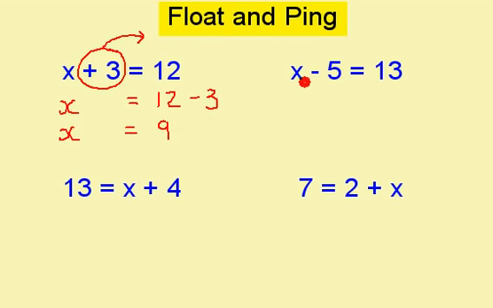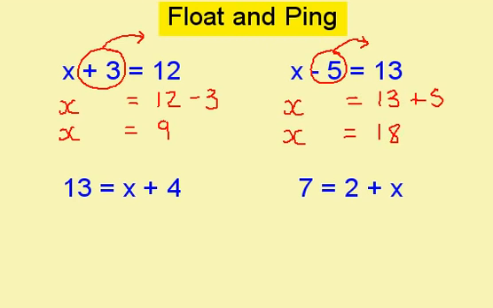On this one, I'm trying to get the x on its own, so I put a bubble around the minus 5. It floats over the equal sign, and when it goes over the sign, you'll hear a pinging sound. That's the minus 5 pinging to a plus 5. So I've got x equals 13 plus 5. To solve the equation, work this out, and that's 18.